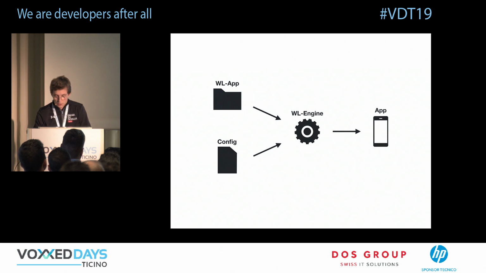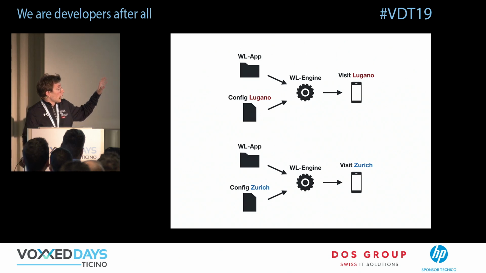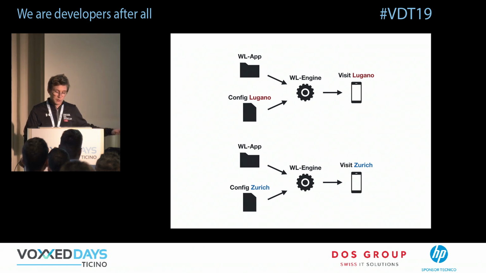And if we take our example we saw before, it looks like this. In one case, we have the white label app. On the other, we have the Lugano configuration. We give it to the white label engine, and it will produce the Visit Lugano app. And it's the same for Zurich. We will give the engine the Zurich configuration, and it will produce the Visit Zurich application.